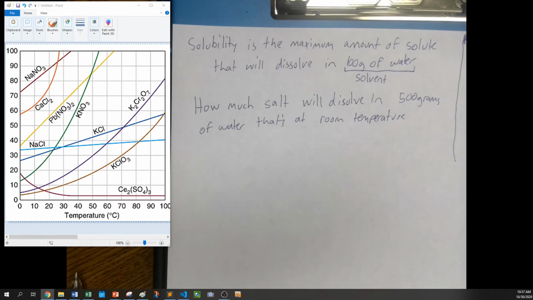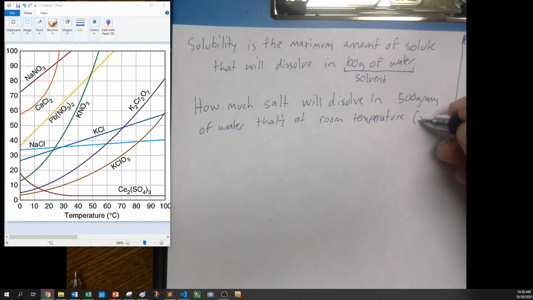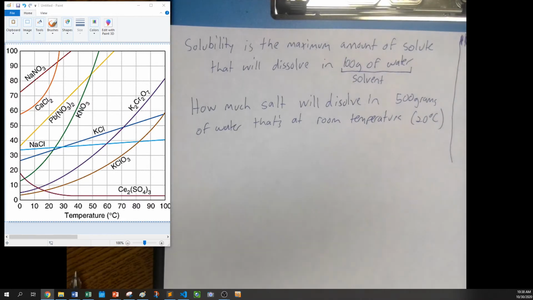Room temperature is defined as 70 degrees Fahrenheit, or 20 degrees Celsius. So 20 degrees Celsius is 68 degrees Fahrenheit. So we'll use 20 degrees Celsius. So how much salt could you put in a water bottle and have it all dissolve?